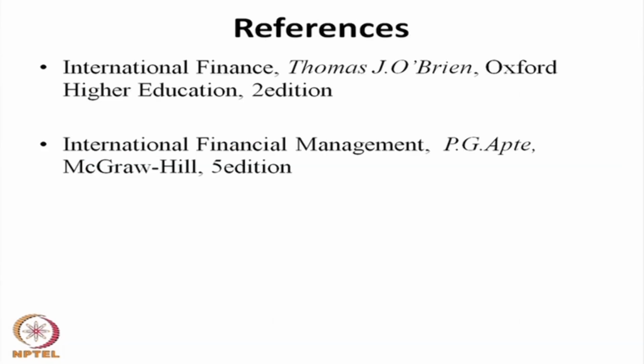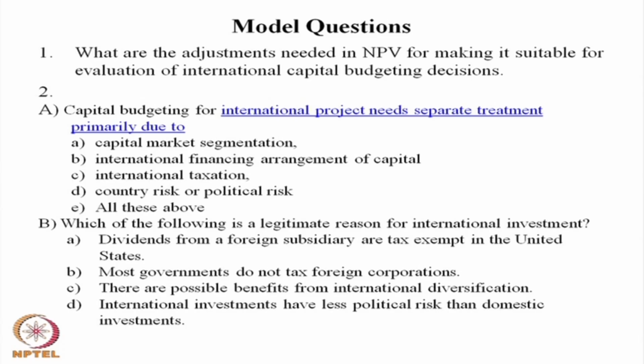So, this is the calculation process. You can go through these two references, and there are some questions I have kept for you. Discuss the NPV adjustment process: how domestic NPV can be converted into international NPV, and what adjustments are needed in NPV to make it suitable for evaluation of international capital budgeting. I have mentioned the adjustment process: block fund, taxes, royalty payment, less amount of tax. These are the adjustments you need to bring into domestic NPV to make it international NPV.